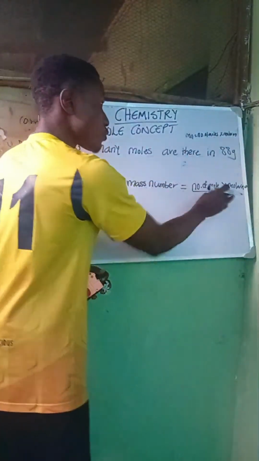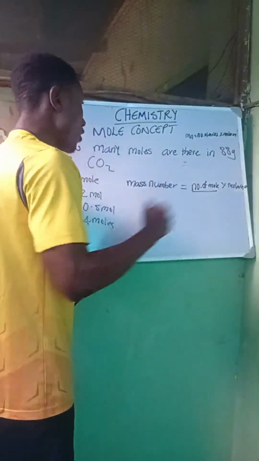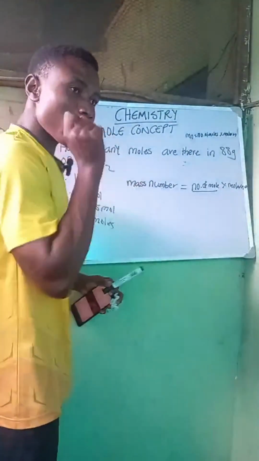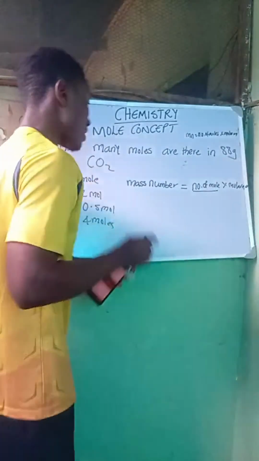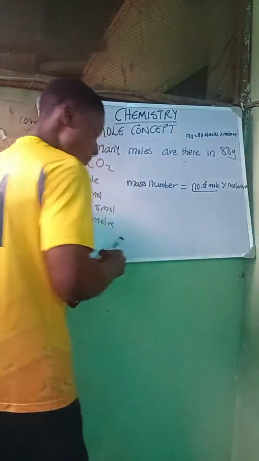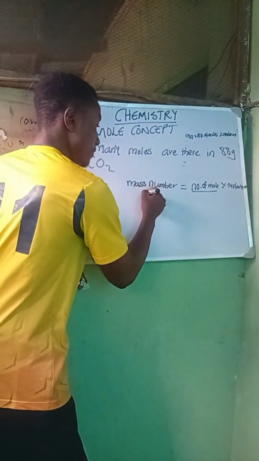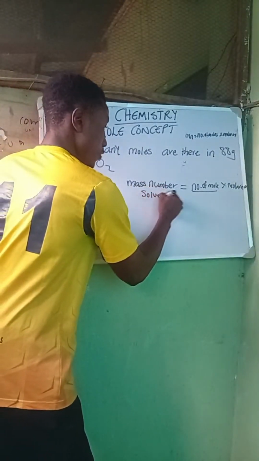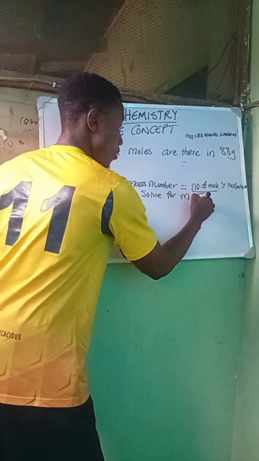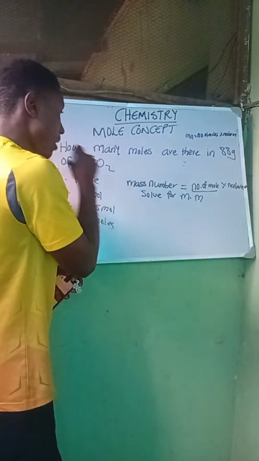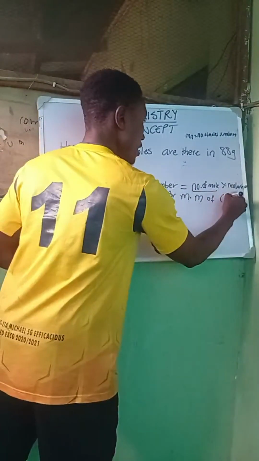And to get this is very, very easy. So we substitute the values. But before then, you have to get the molar mass of carbon dioxide. To get molar mass is very, very simple. Please follow me. Let's say mm equals molar mass. So let's solve for the molar mass of CO2.